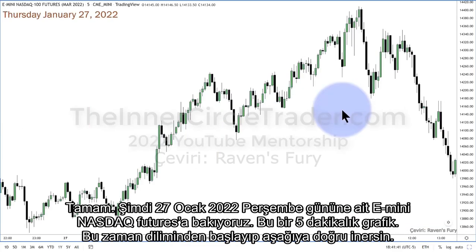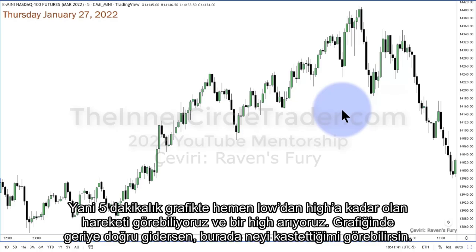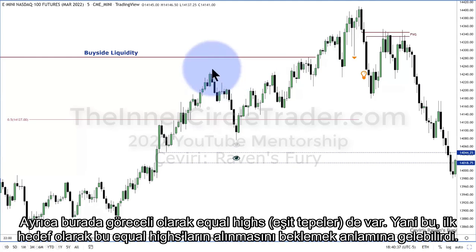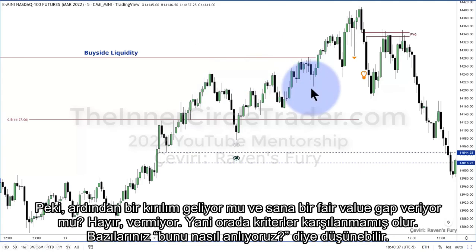All right, we're looking at the E-mini NASDAQ futures for Thursday, January 27th, 2022. This is a 5-minute chart. This is the time frame you start with and you work down. So on the 5-minute right away, we can see the low to the high, and we're looking for a high, so go back in time in your chart and you'll find what this is here. But you have these relative equal highs as well. So that could have been an initial objective, looking for these relative equal highs to be taken out. And does it break down and give you a fair value gap? No, it doesn't. So it wouldn't even meet the criteria there.